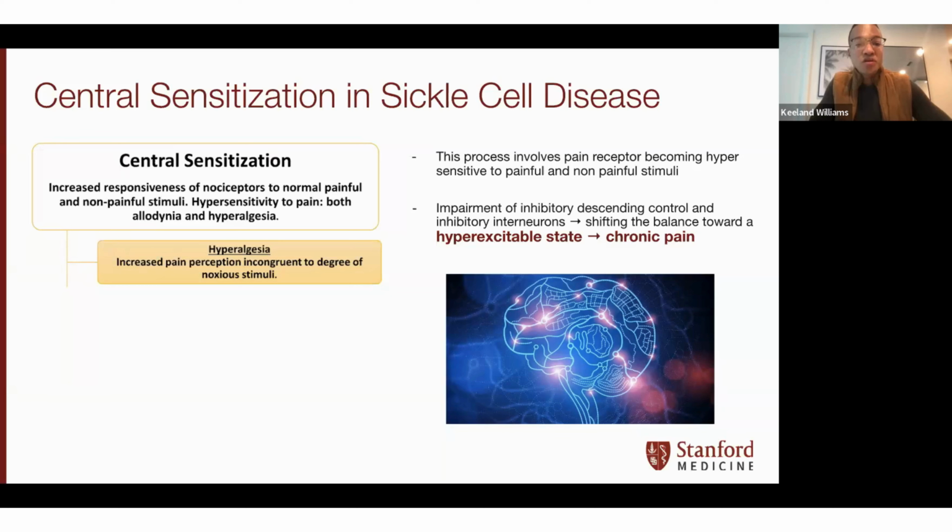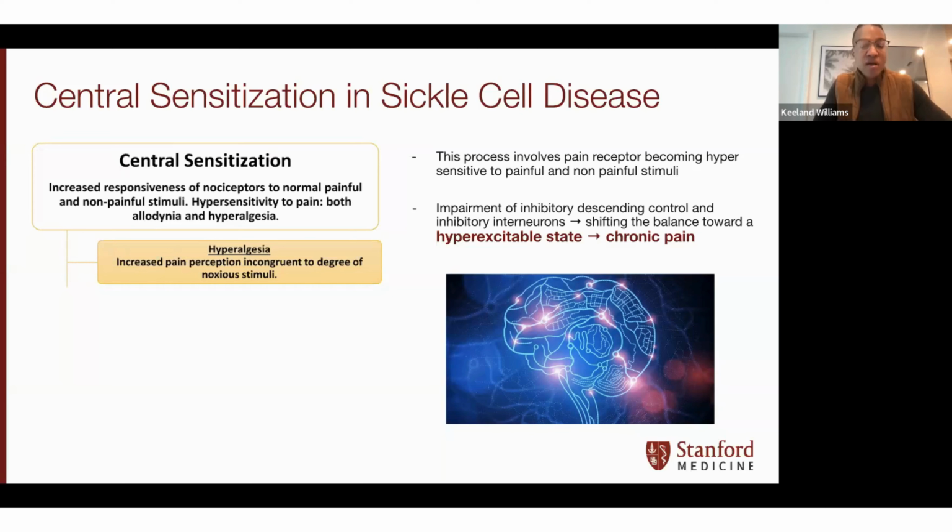Just to back up, central sensitization is an increased responsiveness of nociceptors. A nociceptor is a pain receptor. When your body experiences pain, the thing that facilitates your body experiencing it, on a chemical level, is the nociceptor. So it's an increased responsiveness in nociceptors to normal painful and non-painful stimuli. This hypersensitivity to pain leads to both allodynia and hyperalgesia. To give you a definition of those two words, hyperalgesia is an increased pain perception incongruent to the degree of noxious stimuli.